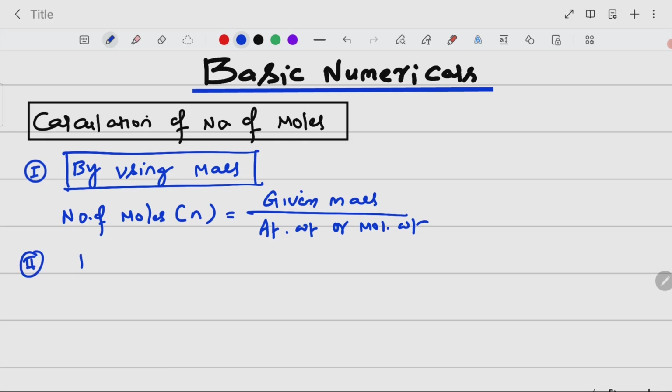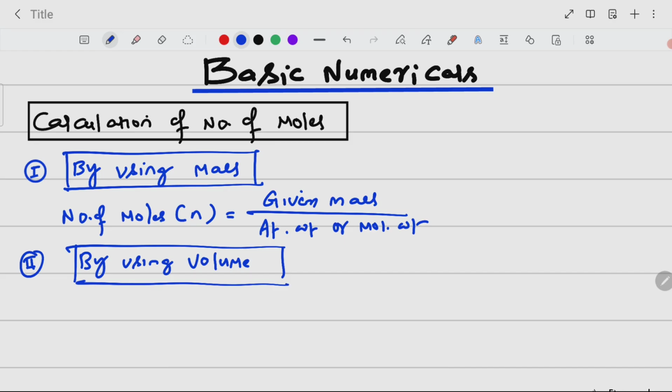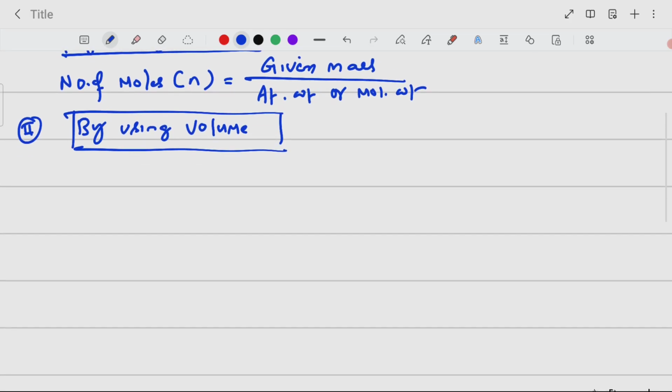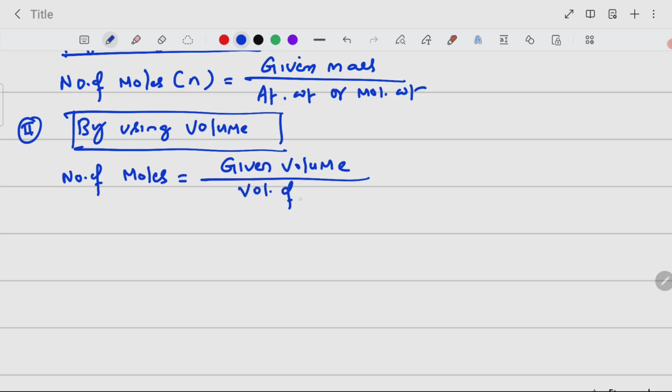Another formula, that is by using volume. Next formula, purely based on volume. If the volume of the substance is given, then here we use number of moles is equal to the given volume of the substance divided by the volume of the gas at STP conditions.